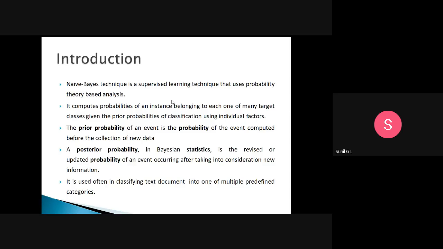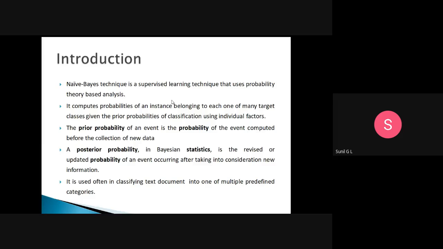The prior probability of an event is the probability of the event computed before collection of new data. From the existing data, you calculate the prior probability. If you want to collect new data, then before collecting it you should calculate the prior probability. So prior probability is nothing but the calculation of a probability before collecting new data. It means the previous data and currently existing data, up to that point, we need to calculate the prior probability.